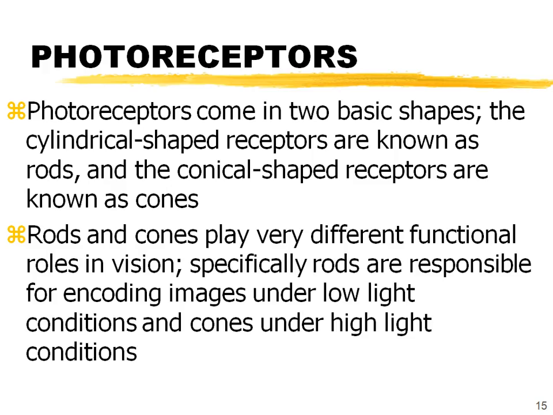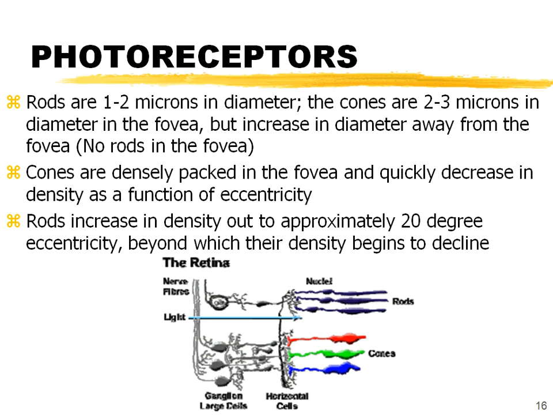You don't see colors very well in low light situations. And that's because the cones are not the primary photoreceptors in low light environments. It's the rods they are. And the rods don't see color very well. They don't differentiate at all, in fact. The rods themselves tend to be very small. They're 1 to 2 microns in diameter. Cones are slightly bigger. They're 2 to 3 microns in diameter.